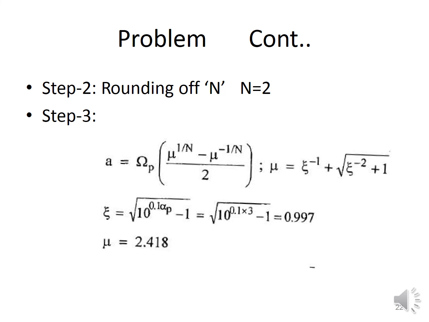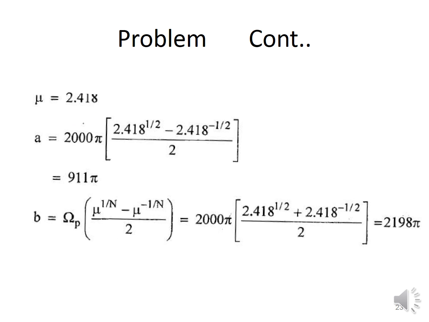And then we are going to calculate the a value by using the formula omega p times (mu^(1/n) minus mu^(-1/n))/2. To calculate the a value, we need the value of mu. Mu will be calculated by epsilon inverse plus root of (epsilon inverse squared plus 1). So to calculate mu, first we calculate the epsilon value. Epsilon is nothing but root of (10^(0.1 alpha p) minus 1). By calculating these, the mu value is 2.41.